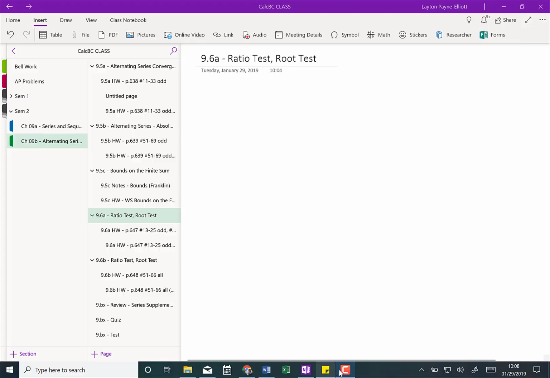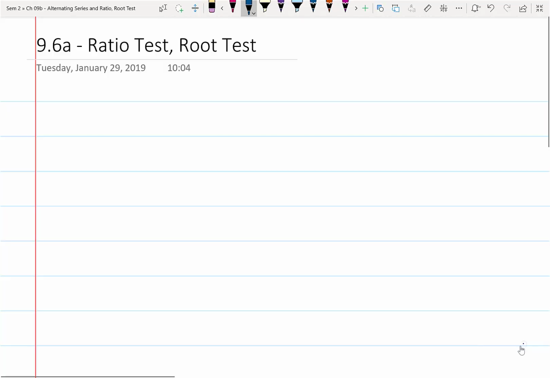So these tests will be about the ratio and root tests, which are tests for absolute convergence. We're going to go through both of these tests. And again, these are tests for absolute convergence.